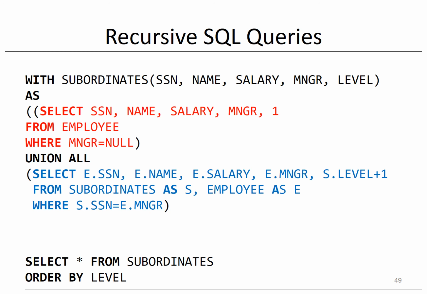The second part is a recursive query that references the view we are defining. It is highlighted in blue. The third part is the keyword union all between the two queries to join both result sets.